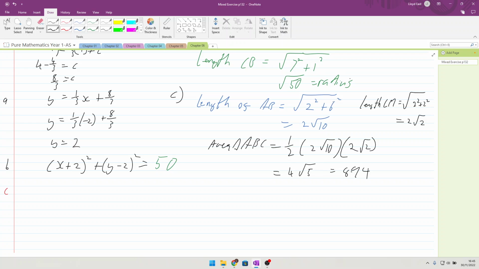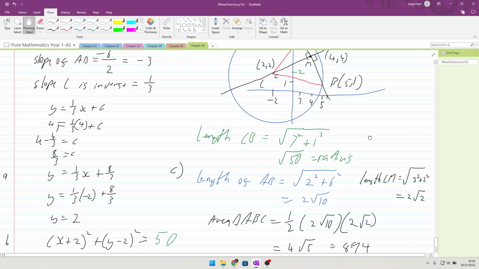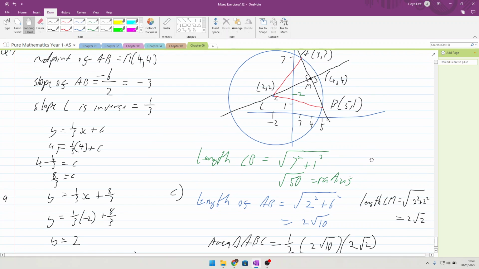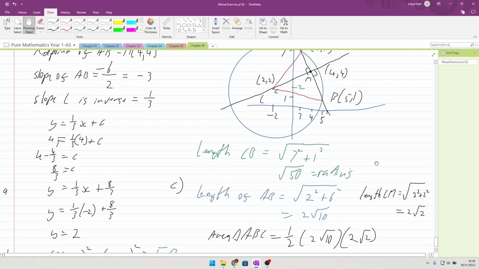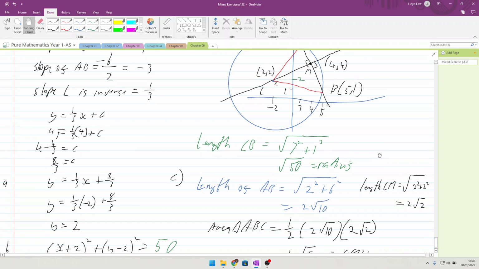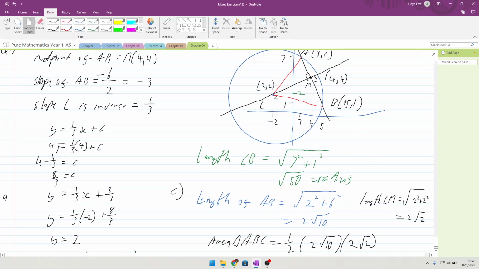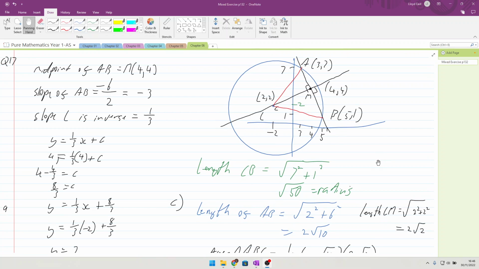Let's just double check what we did there, because I did make a plethora of mistakes as I was doing it. So let me see. Question C, find the area of ABC. So the length of AB. Okay. I see my mistake now.